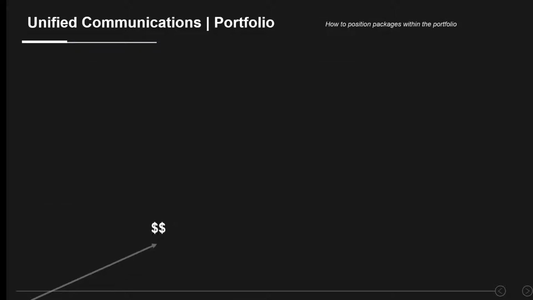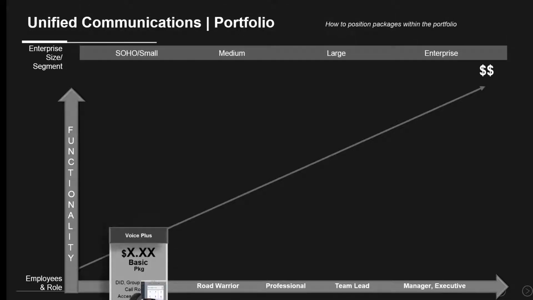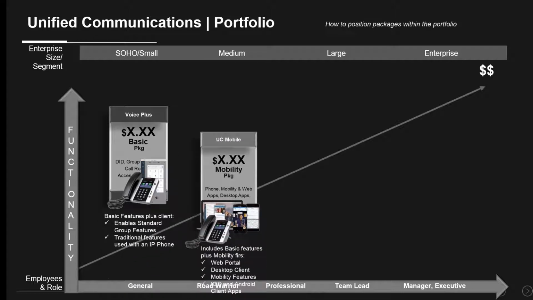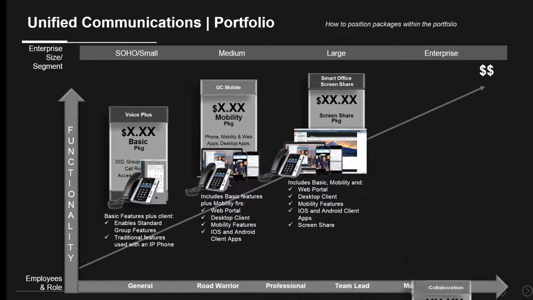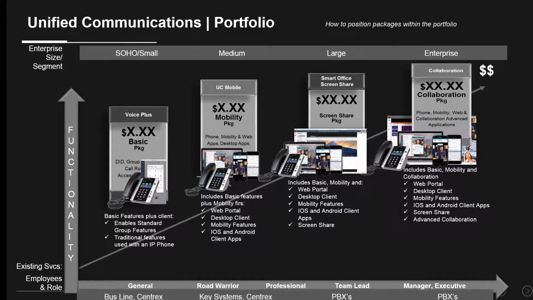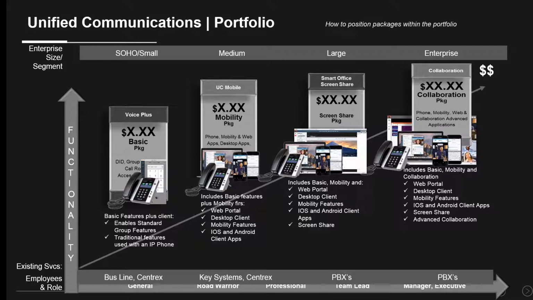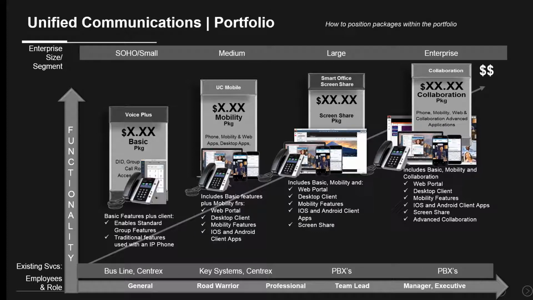The feature packages that you offer can also be positioned based on customer size. For medium to large customers, you may want to offer a mix of packages across the organization based on role. One of the major options you can leverage to differentiate packages is the actual client or endpoint that is used to access the features. At the low end of the market, you may offer an IP phone and potentially a desktop client, while your high-end package may include a mobile app, collaboration clients, or screen share capability.